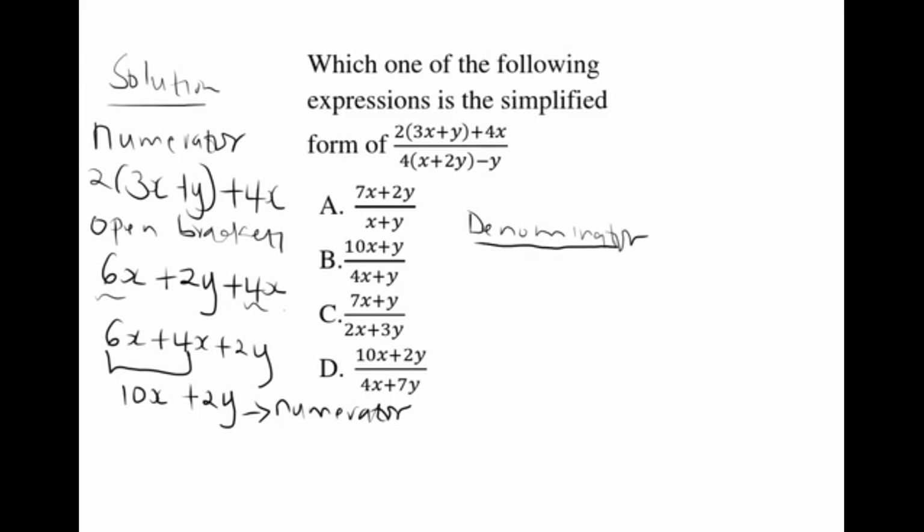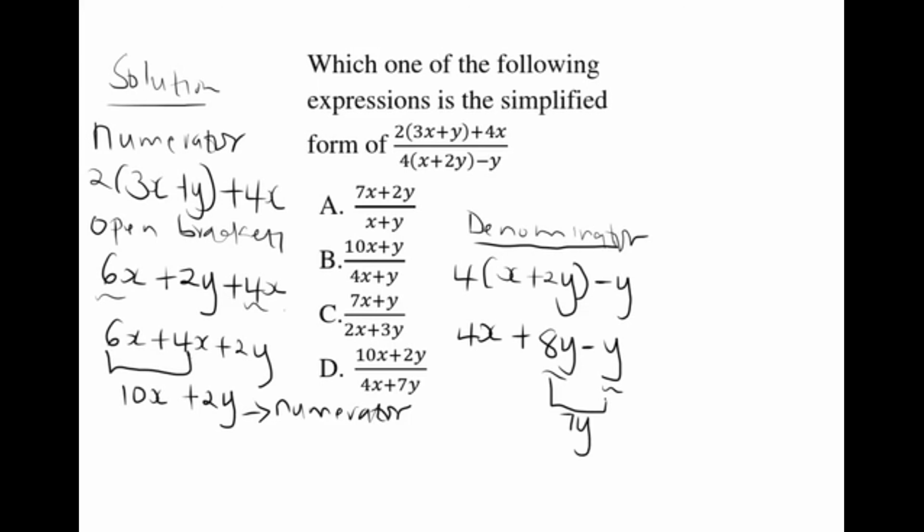Our denominator, we have 4 into brackets x plus 2y, minus y. We can open brackets. 4 times x is going to give us 4x, plus 4 times 2y to give us 8y, minus y. 8y minus y is going to give us 7y. Therefore, our denominator is going to be 4x plus 7y. We can now rearrange our expression as follows: 10x plus 2y over 4x plus 7y.